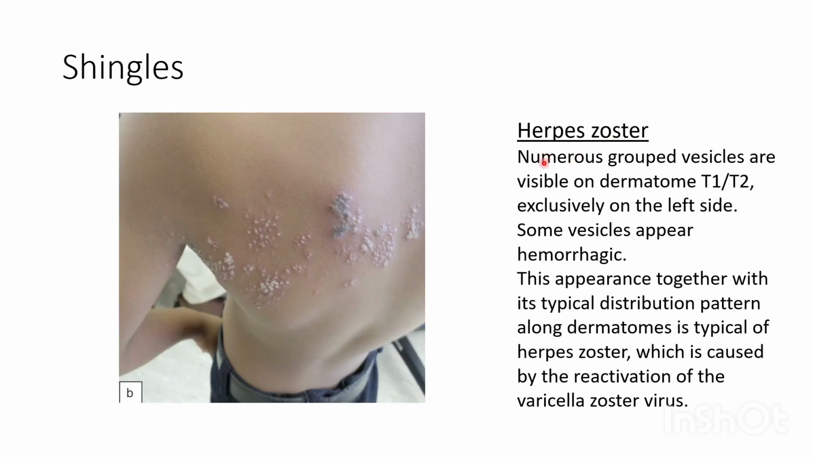Herpes zoster: numerous grouped vesicles are visible on dermatomes T1 and T2, exclusively on the left side. Some vesicles appear hemorrhagic. This appearance, together with its typical distribution pattern along the dermatome, is typical of herpes zoster, which is caused by the reactivation of the varicella zoster virus.